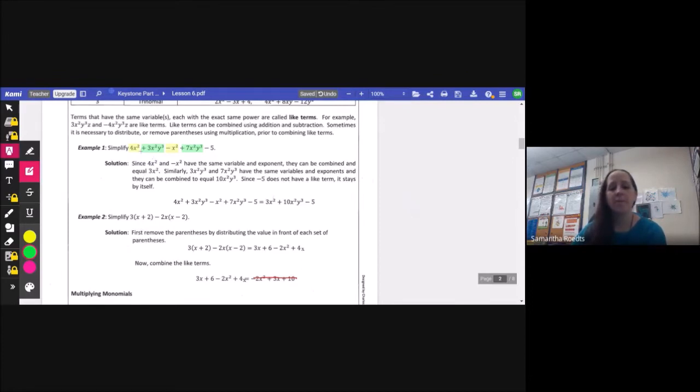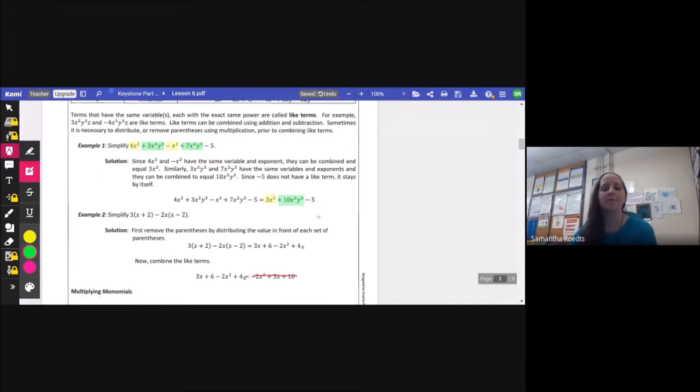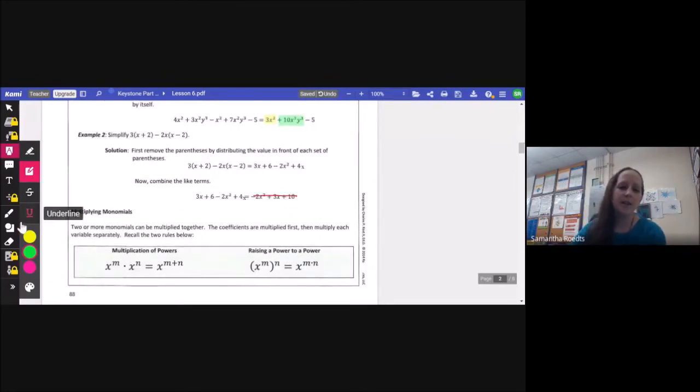So when I do this, I'm going to combine my like terms together. So I combine my yellow terms. 4x squared minus x squared gives me 3x squared. That's what this is down here. And then 3x squared y cubed plus 7x squared y cubed. So 3 plus 7 gives me 10, and that times x squared y cubed. And then the minus 5 just kind of tags along. I can't do anything with it. All right, example 2.